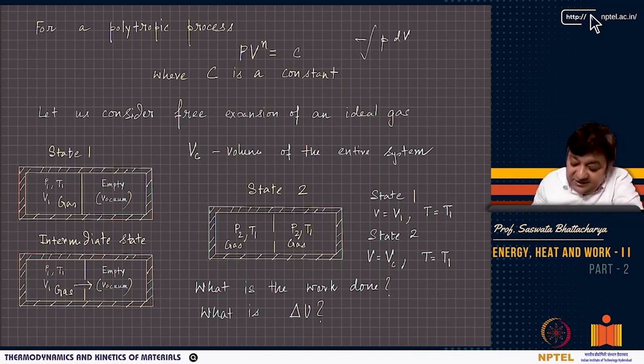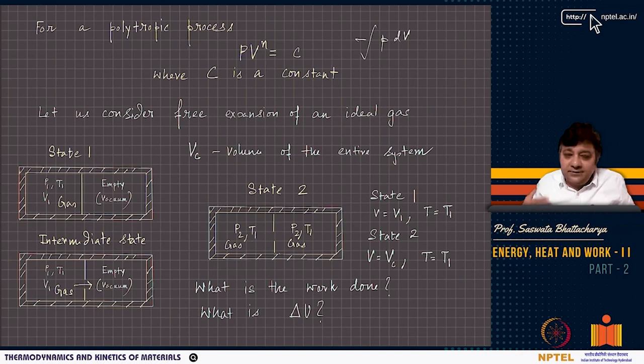And finally, you will achieve this state 2, where the pressure has readjusted such that it is the same all over. The temperature is readjusted to T1, and everywhere you have the same gas. Without any pressure from outside, the gas has just completely filled the entire chamber. So now at every point the temperature is T1, the pressure is P2. But can you tell me what will be the work done?